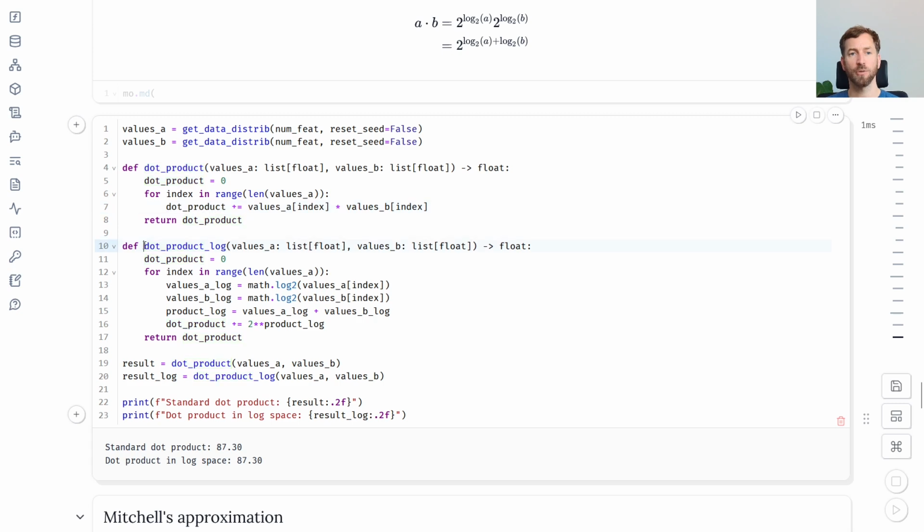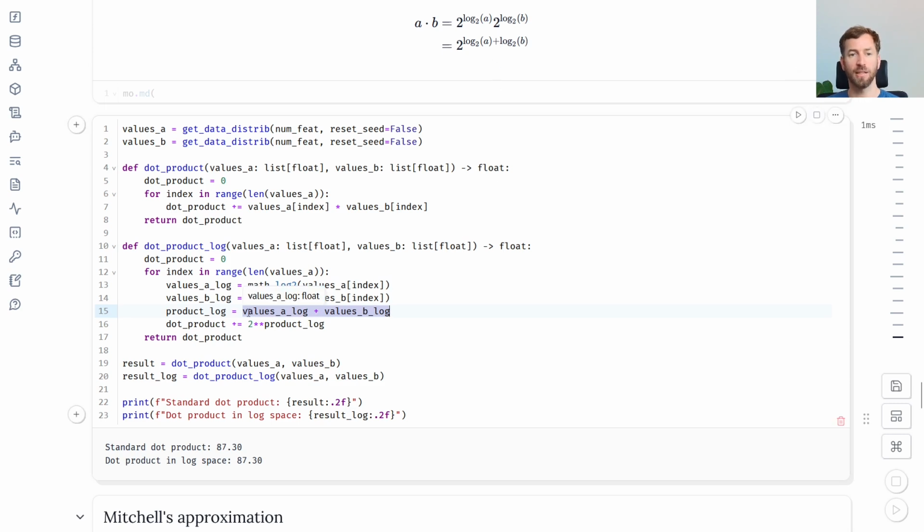Then we do the same computation but in the logarithmic domain. Here we have to compute the logarithm of the elements before we sum them, as depicted in equation 2 above.